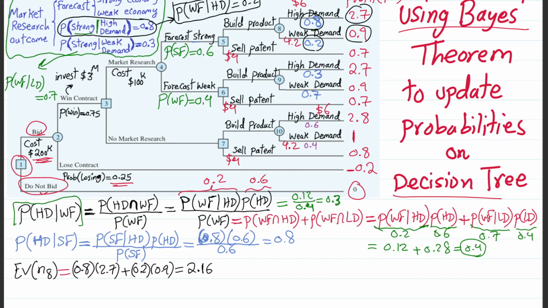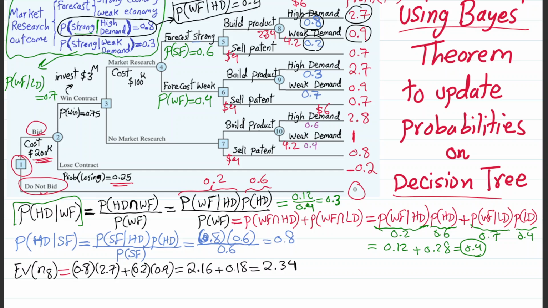2.16, and then the other one is 0.18. So we add up these two numbers, we're gonna get 2.34 million dollars. So expected value of node 8 is $2.34 million. I'm going to write it on node 8. So here we have $2.34 million written beside node 8.